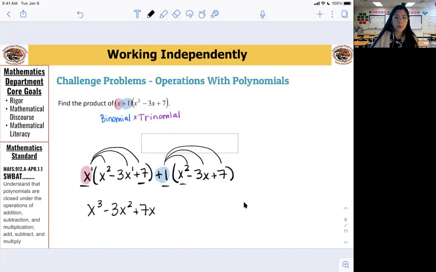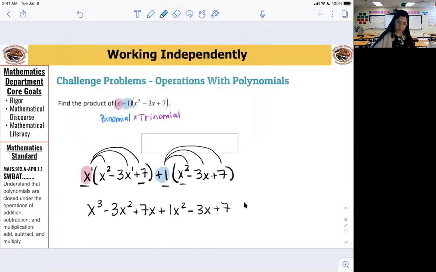So anything times 1 is just going to stay the same. I don't really have to change anything from here. So it's just plus 1x squared minus 3x plus 7. Now we combine like terms. Can I have somebody who I haven't heard from in a little bit give me one pair of like terms? Negative 3x to the power of 2 and 1x to the power of 2.